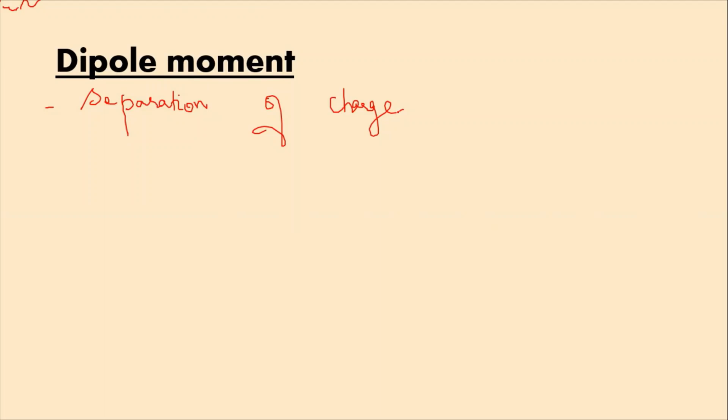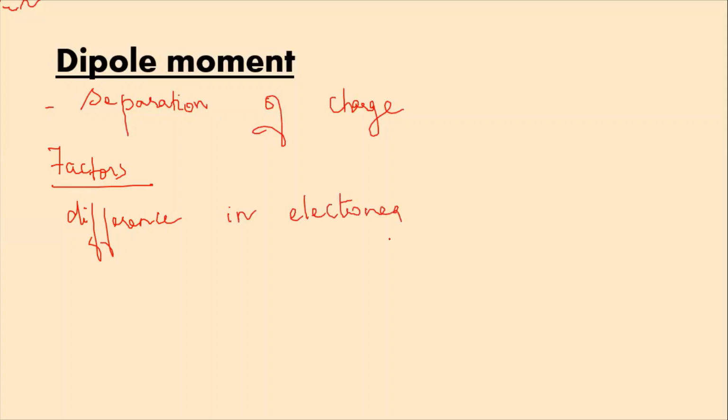The factors that influence the dipole moment are the difference in electronegativity. You know what is electronegativity, right? You would have studied in chemistry. Electronegativity is the tendency of an atom to gain electrons, to acquire electrons. And the other factor is the distance between the charge separation, the distance between the charges.